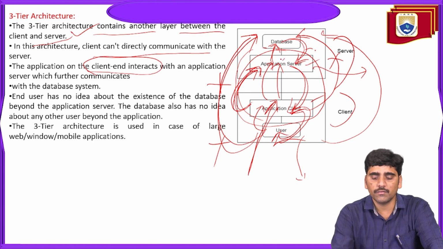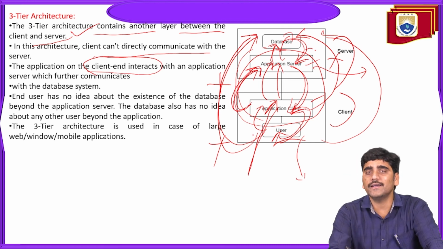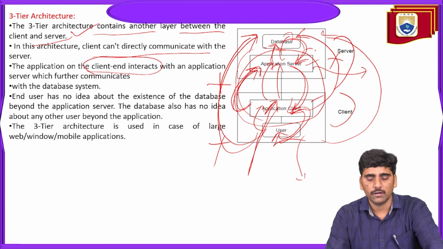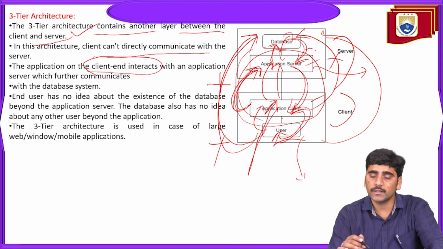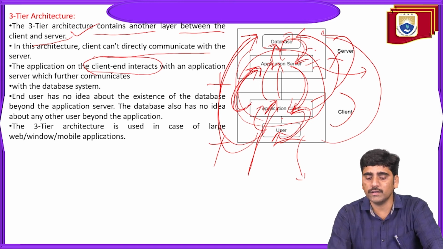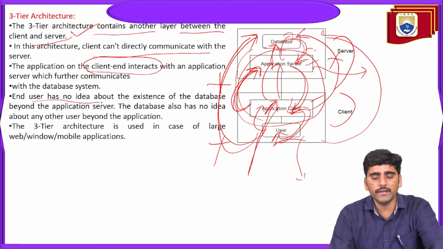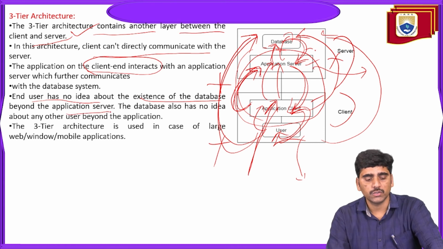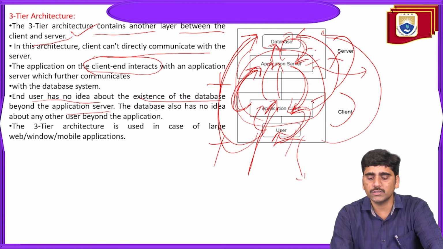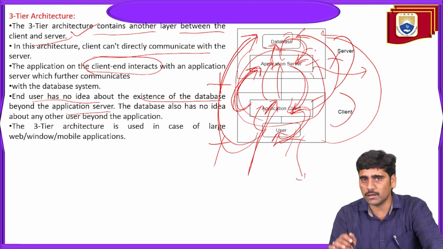This is the application server, which further communicates with the database system. That's why the application client can interact with the application server, because the application server further communicates with the database, right? So the application client on the client side will interact with the application server. And the end user has no idea about the existence of the database beyond the application server. End user doesn't know whether these two are interacting or not. He just thinks, I am giving the query and I am getting the result.